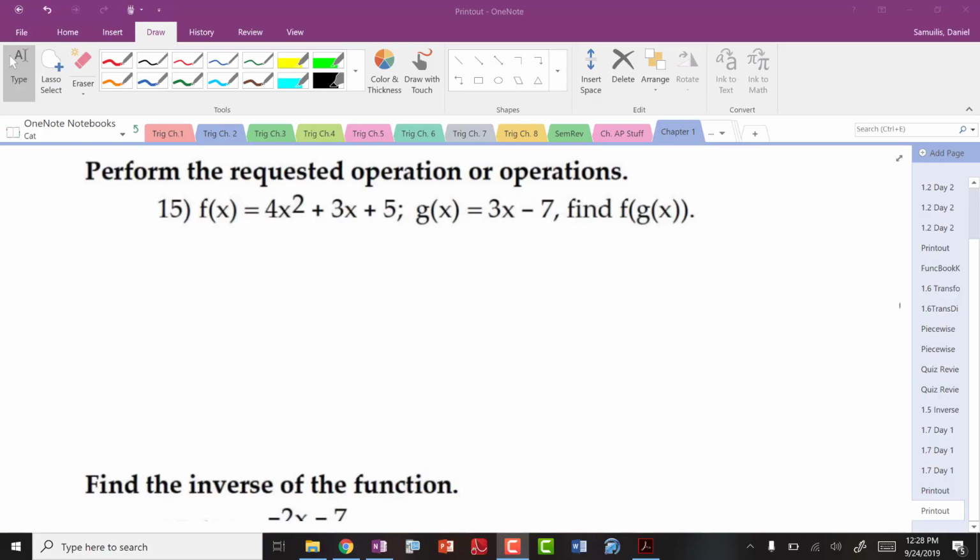Okay, as promised, Form A, 15, 16, 17. Here we go. All right, to do f of g of x, I'm going to try to maximize my spots.